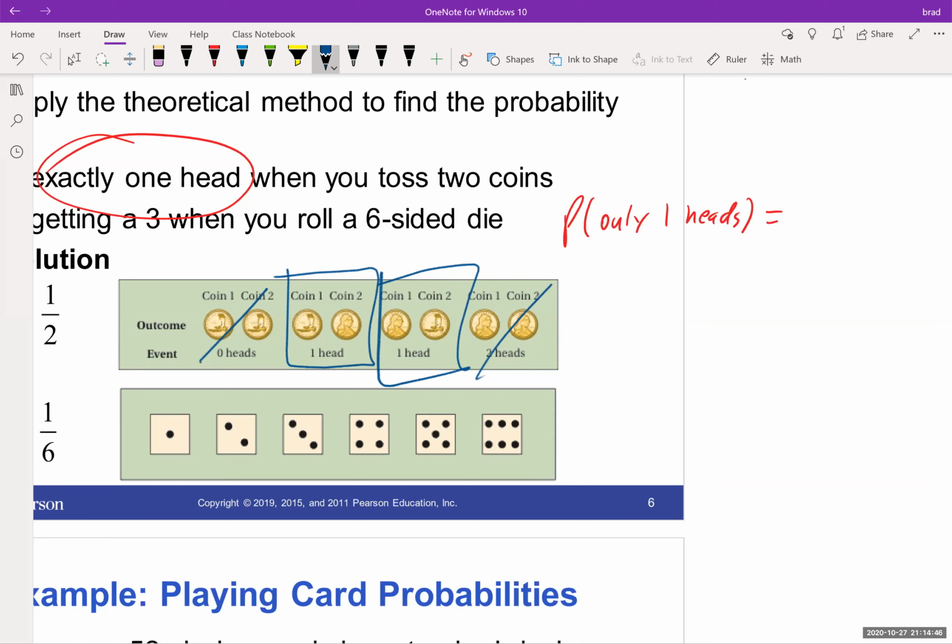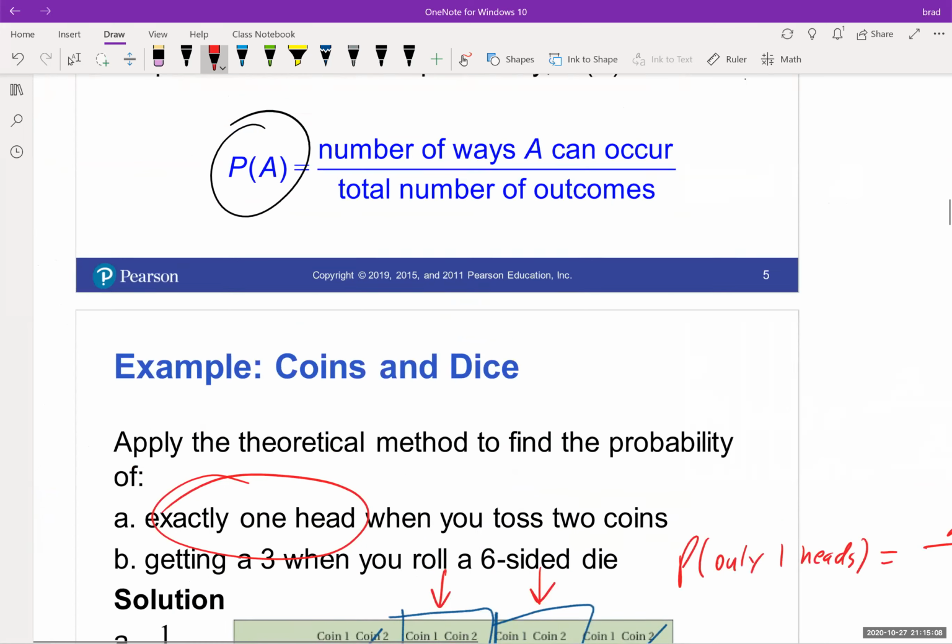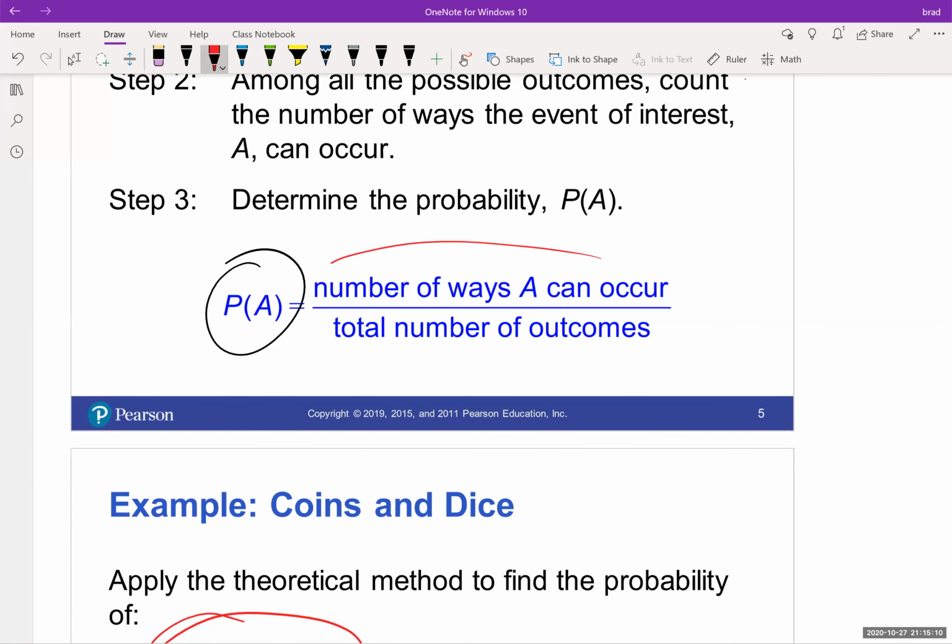Okay. So what we're going to do is say, well, there are two scenarios where we get one head. That could be the first coin was tails and then the second coin was heads, or the first flip was heads and then the second coin was tails. But in both situations, we got one head, right?